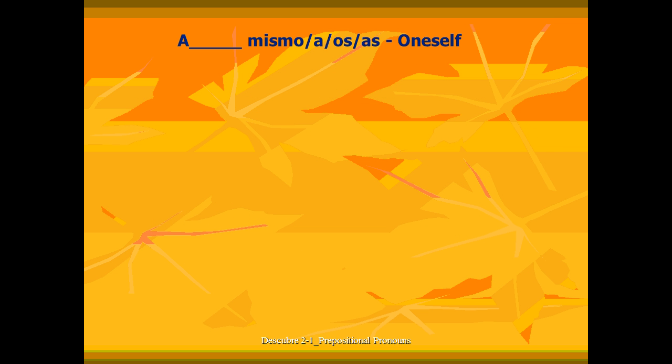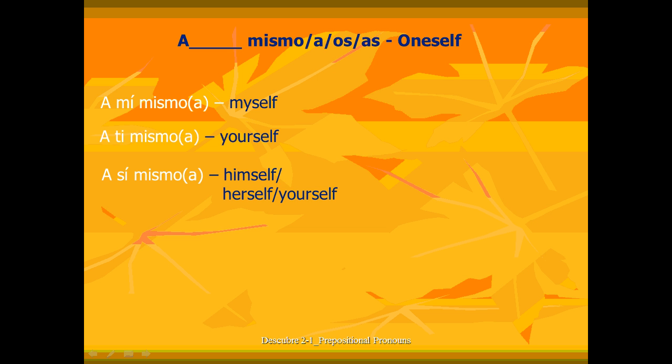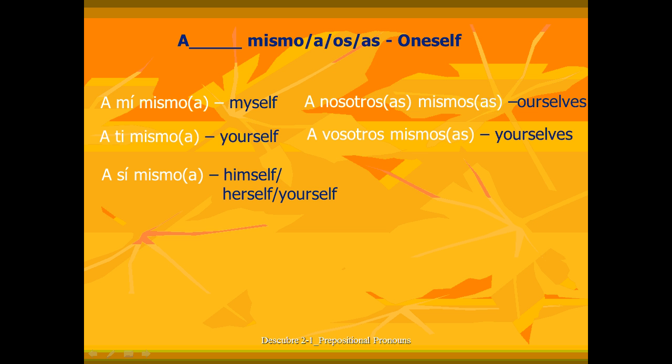You cannot use the direct object pronoun or the indirect object pronoun in sentences like these. I don't have a spot on your graphic organizer, but you may want to write this someplace at the bottom if you would like. A mismo means oneself. So if you want to say myself, you could say a mí mismo or misma, depending. Yourself, a ti mismo or misma, etc. A sí mismo, a nosotros mismos, a vosotros mismos, a sí mismos. I just wanted to clarify because we talked about before how you can use a reflexive pronoun to mean myself, himself, herself.